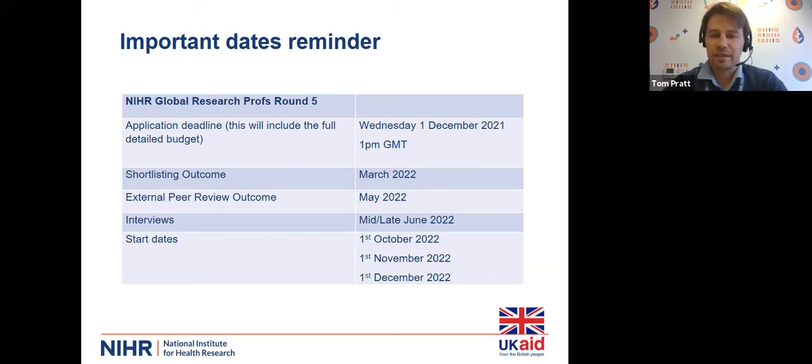In terms of next stages after that, the outcome from the shortlisting process, after the selection committee have reviewed the applications, will be around March 2022. There'll be a period of external peer review because we have quite a large selection committee, but they can't be experts in every single area. So we have an extra step just to review that, particularly the research element of this proposal. Outcomes for that will be sent out in May.